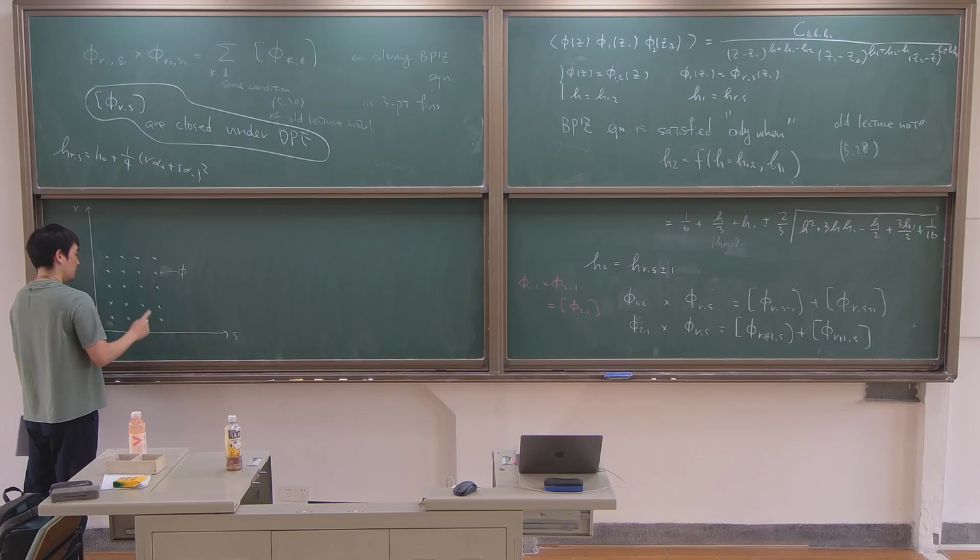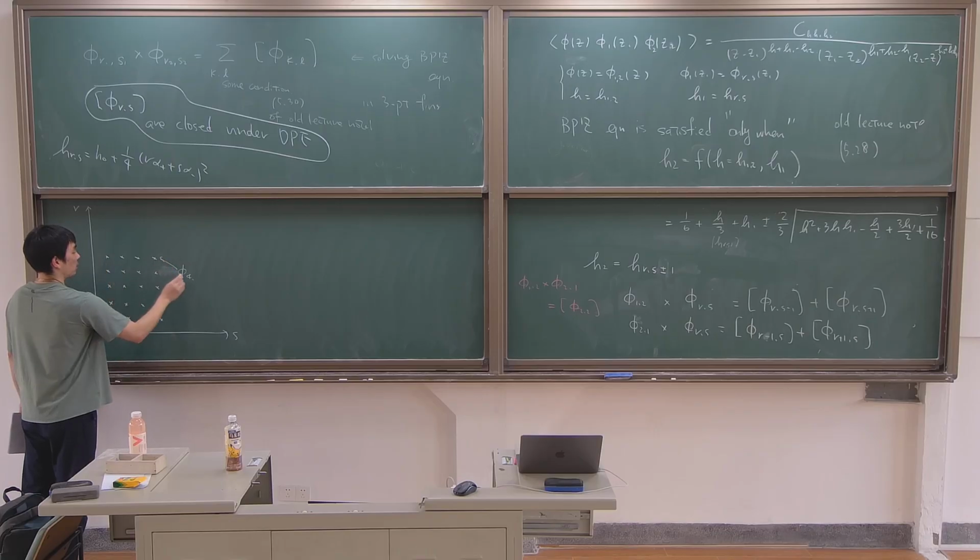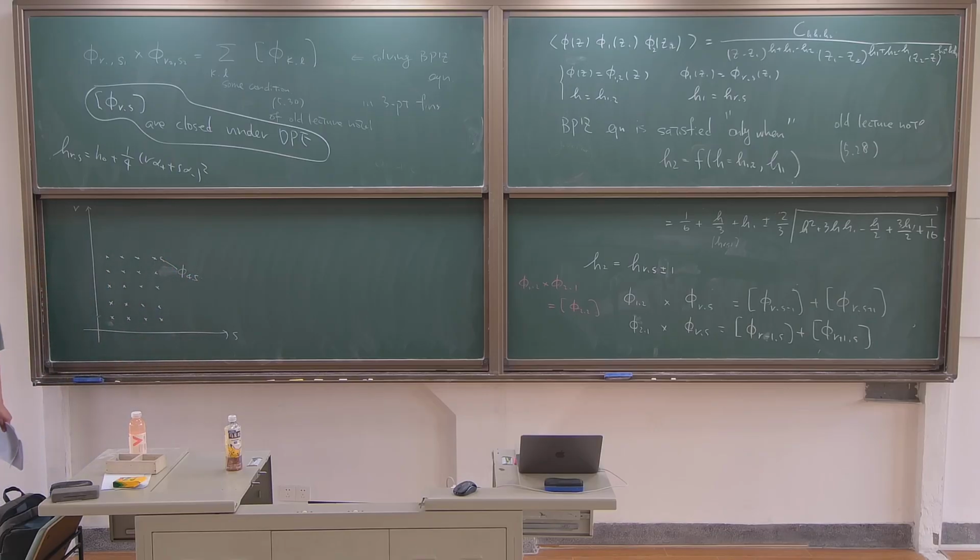1, 2, 3, 4, 5. Okay. So each lattice point corresponds to some primary field with a particular conformal weight given here. Okay, that's the case.